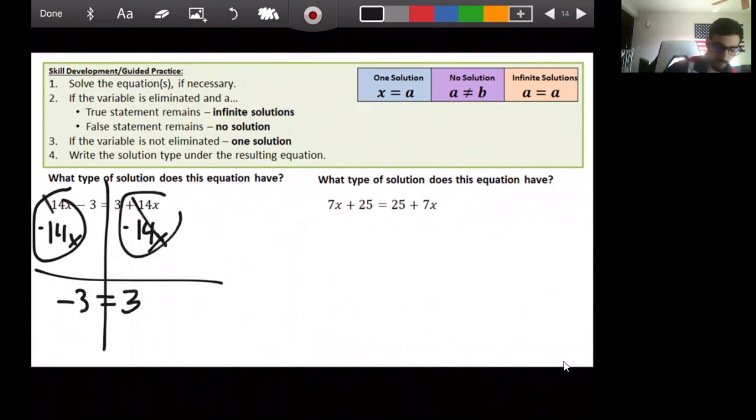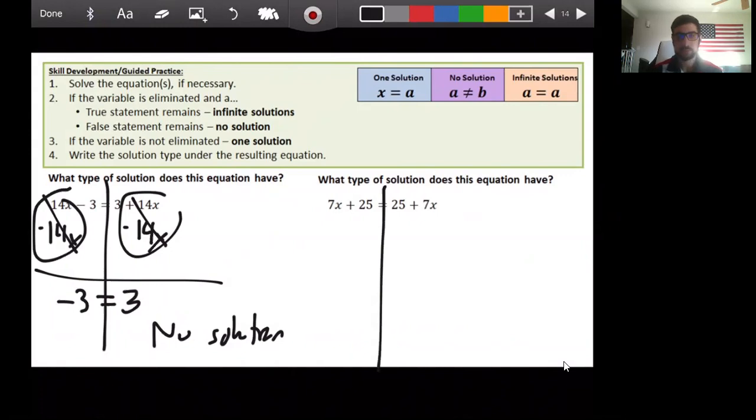Because I have those 0 pairs, my variables are now gone. They're completely gone. Negative 3 is equal to 3. Is that true? Nope, negative 3 is not equal to 3. So as a result, we have no solution. So go ahead and pause your video and do the one on the right.